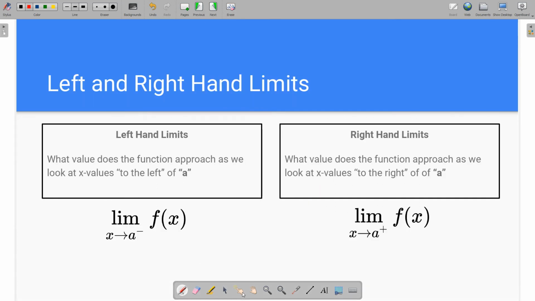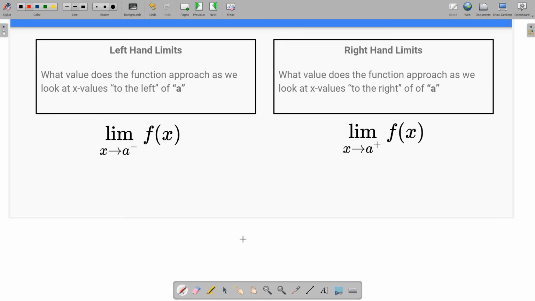However, that's not always true, especially when we talk about piecewise functions. We'll just use right here for this one. So for instance, if you have something like this, and you're talking about a function with a jump discontinuity here, that should be filled in. And so let's say we're approaching 1. And this is 2, and this is negative 1.